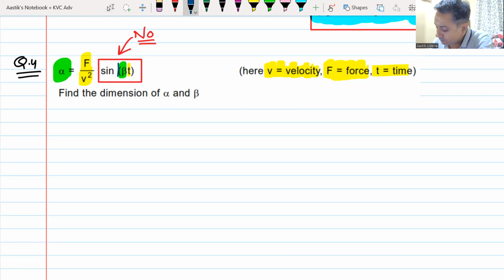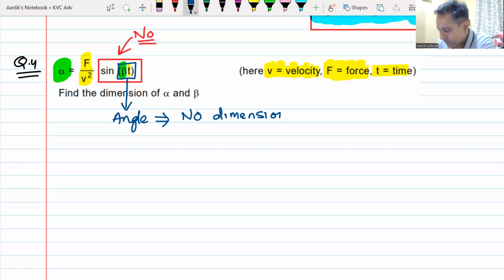Now look at this small quantity which is in the blue box. This small quantity in the blue box is something which is inside sine. And I told you this something inside sine has to be an angle. Yes or no? The angle has unit, but it does not have any dimension. Do we understand this? This beta into t should be dimensionless.